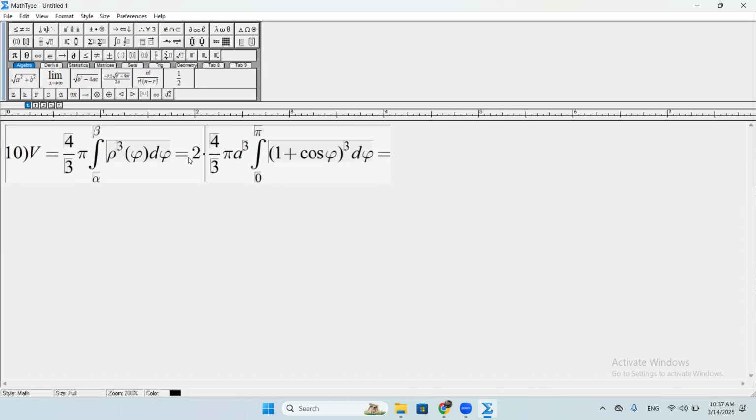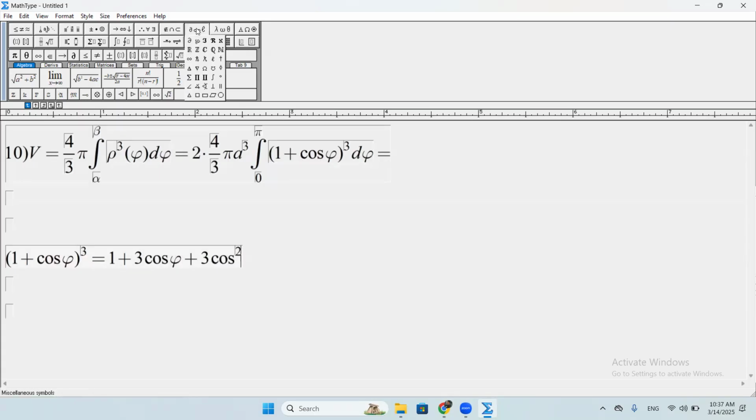And now let's expand brackets for this expression and modify it for better integration. So (1 plus cosine phi) to the power 3 equals 1 plus 3 cosine of phi plus 3 cosine square of phi plus cosine cube of phi.